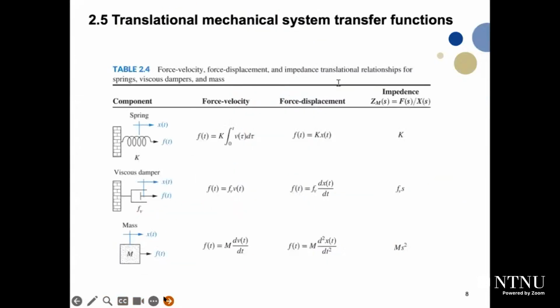In section 0.25, we will go to the translational mechanical system transfer function. So it's a mechanical system, and we have the force-velocity, force-displacement, and displacement translational relationships for the spring. We will focus on the spring, the viscous damper, and the mass. The spring will generate a force. In fact, this force is proportional to, do you see here?